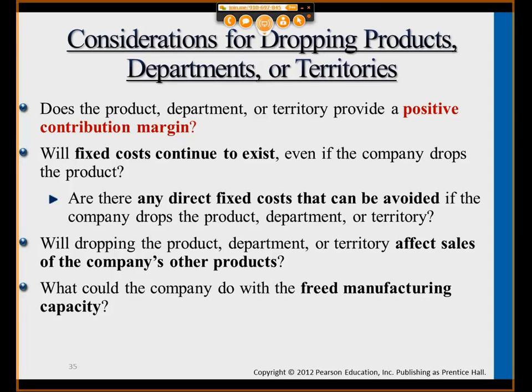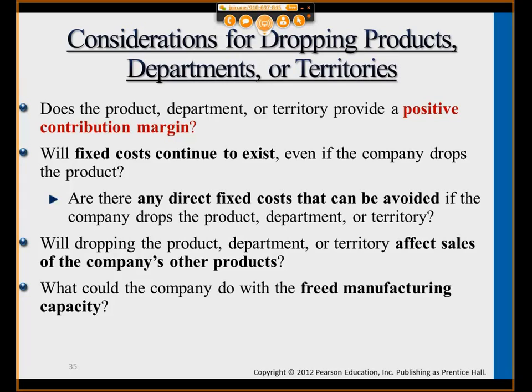Also, looking at what contribution margin it carries. Is it positive or negative? While finding that it's a positive is a good thing, negative is something that we should consider and drop one of those aspects. Okay. So negative means it's not as profitable as desired. So the questions our managers are going to answer is, does the product, department, or territory provide a positive contribution margin?